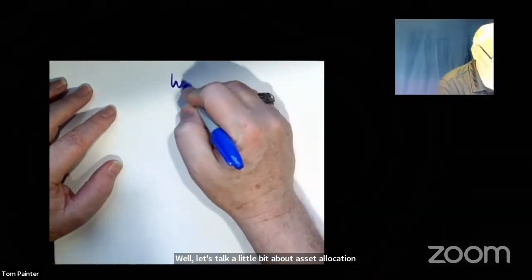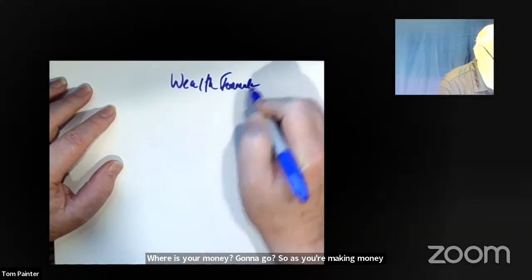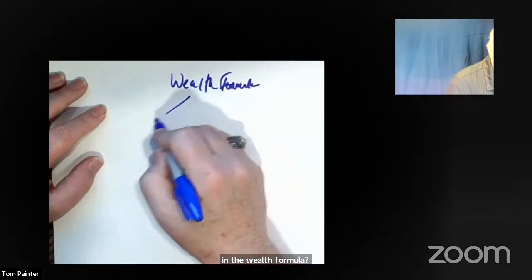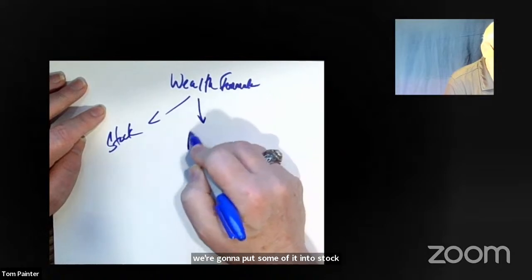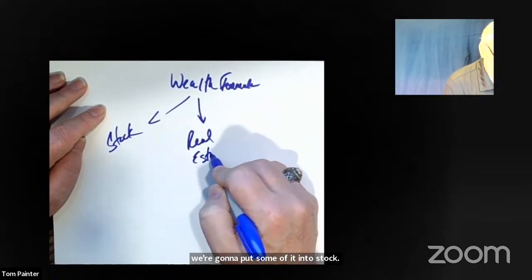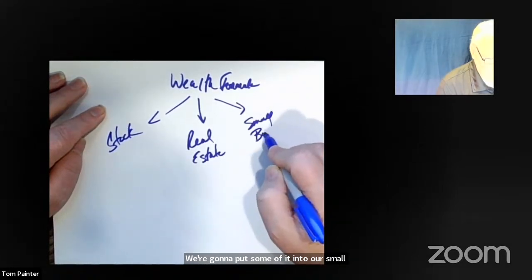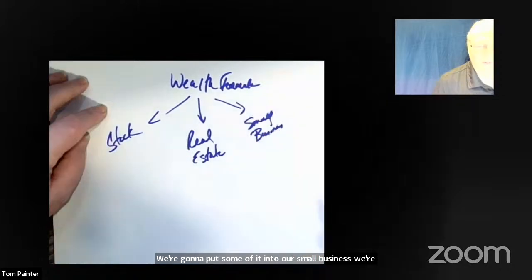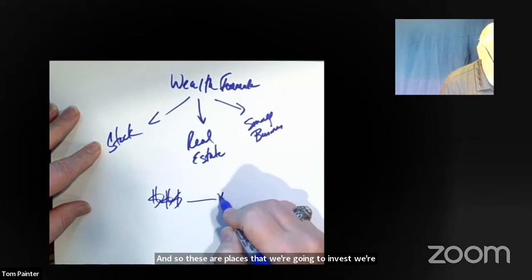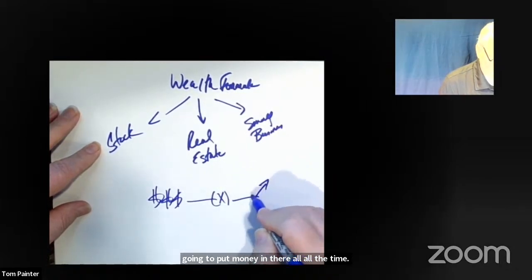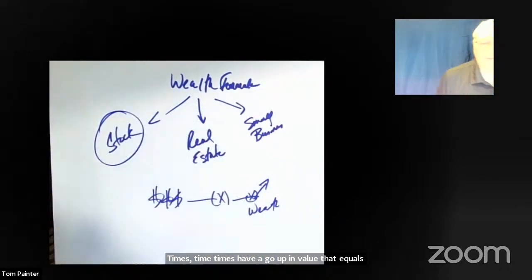So as you're making money in the wealth formula, where are we going to put it? Well, we're going to put some of it into stock. We're going to put some of it into real estate. We're going to put some of it into our small business. We're going to keep adding to our small business. And so these are places that we're going to invest. We're going to put money in there all the time, have it go up in value. That equals wealth.